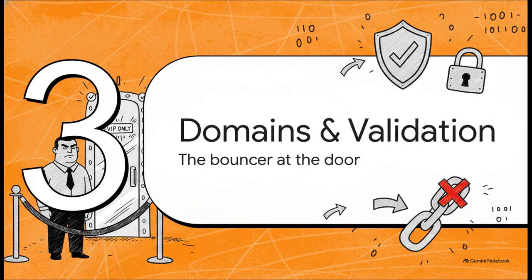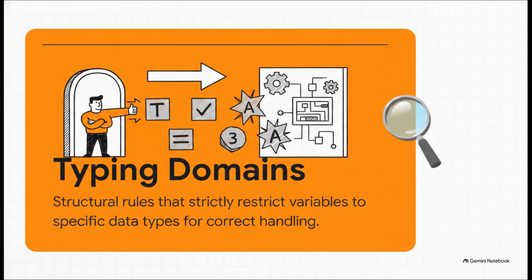Section 3. Typing domains and validation, the bouncer at the door. Okay, so now we know our primitives and how to assign them. Next, we have to look at how programming runtimes actually enforce the rules. I want you to think of this mechanism as the strictest bouncer at the door of an exclusive club, making sure everything is completely in check. This bouncer is known as a typing domain.